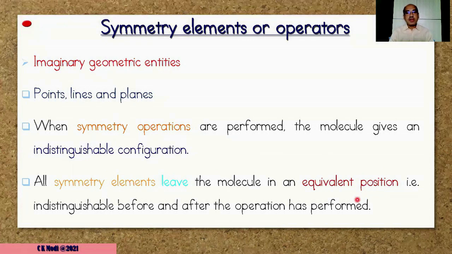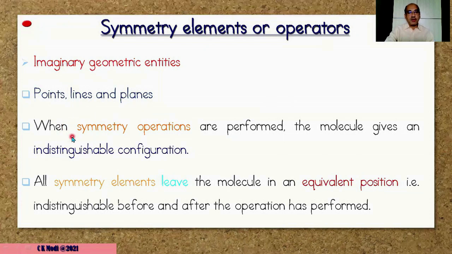Now, while we are talking about symmetry, it has a number of elements or operators or operations. So what do we mean by symmetry elements? Symmetry elements are nothing but imaginary geometric entities. These entities might be points, lines, or planes.